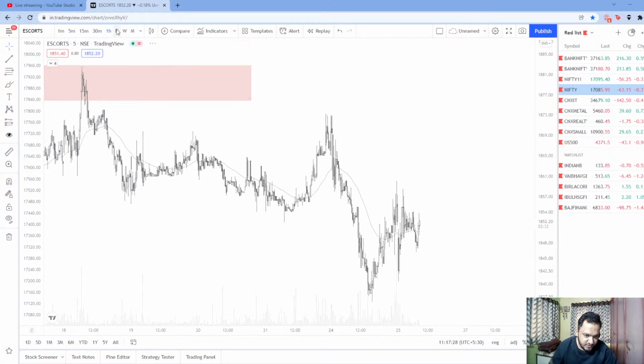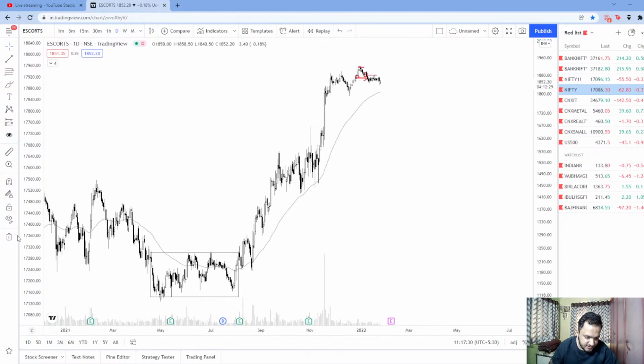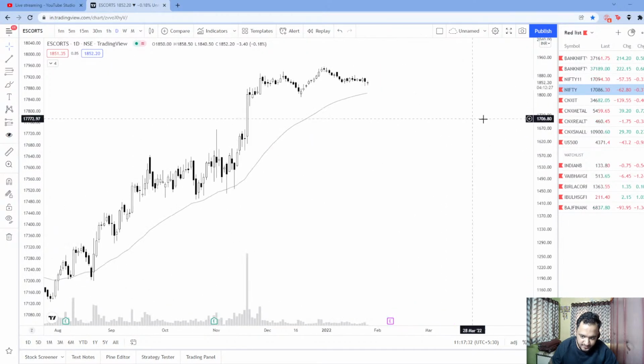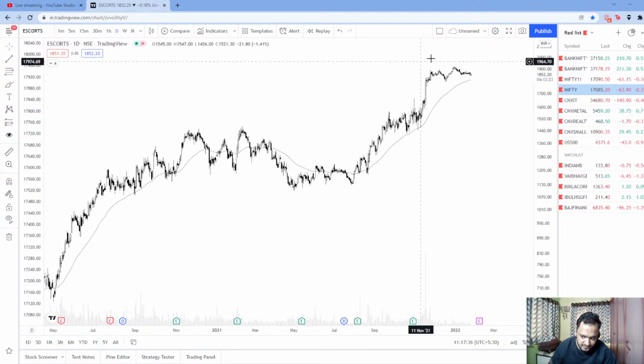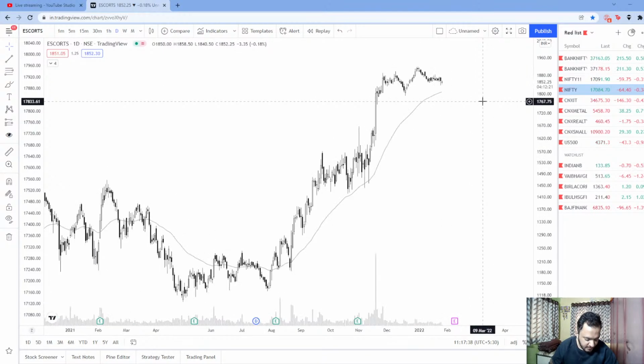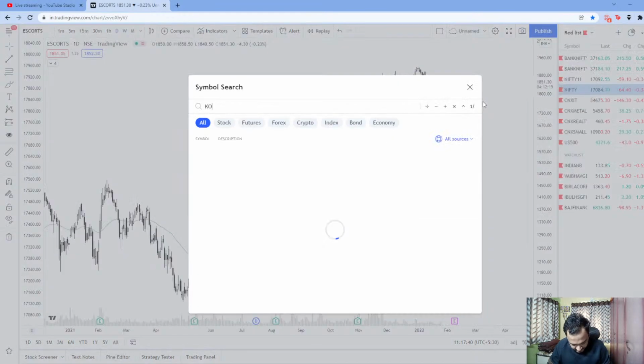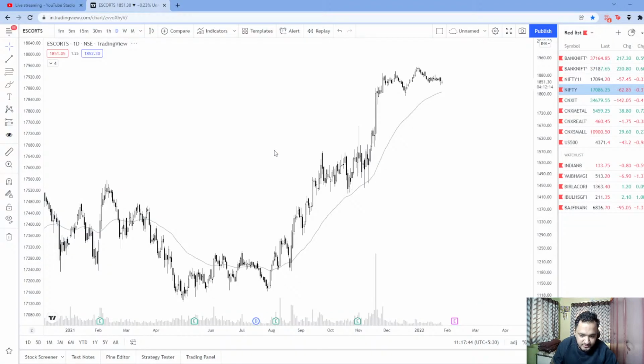Escorts, again, it's actually doing nothing on the daily chart. First of all, you shouldn't be chasing these up moves. It's not falling, which is a good sign, but I don't think it's going anywhere, looking at the way it's moving right now. So avoid Escorts for now. It's been doing nothing for a lot of days now.